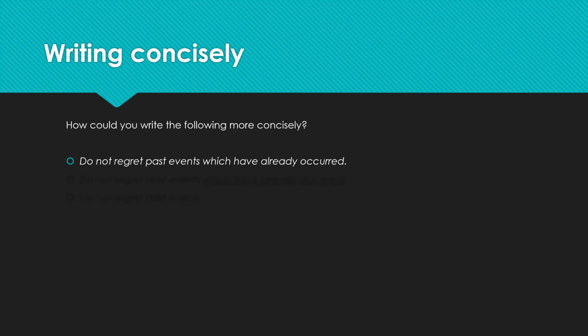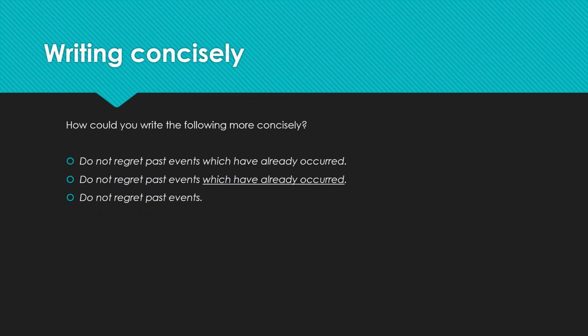Now, let's take a look at the second example sentence, "Do not regret past events which have already occurred." How could we edit this sentence to be more concise? The simplest solution is to delete the dependent clause, "which have already occurred," to become, "Do not regret past events."